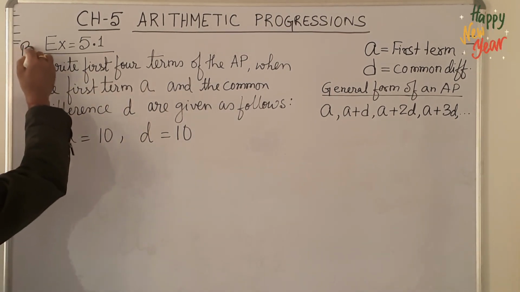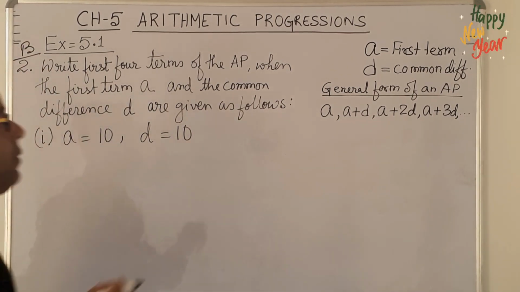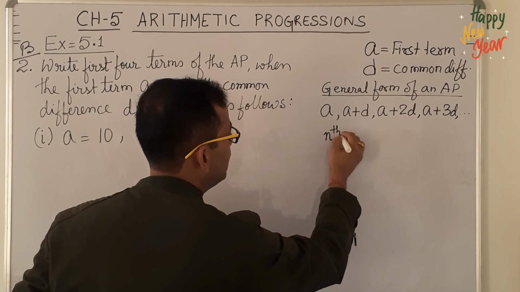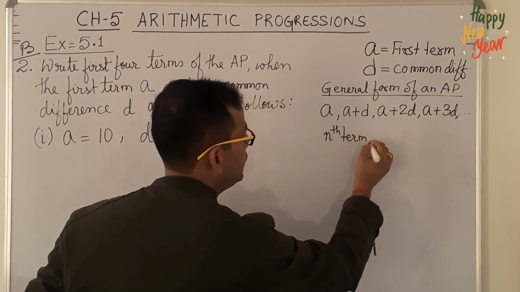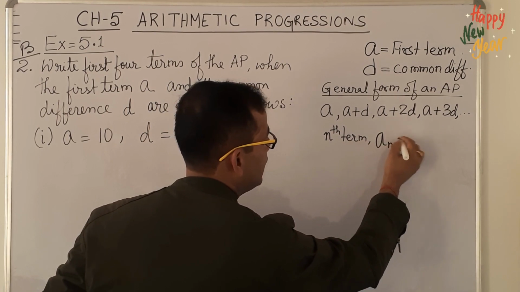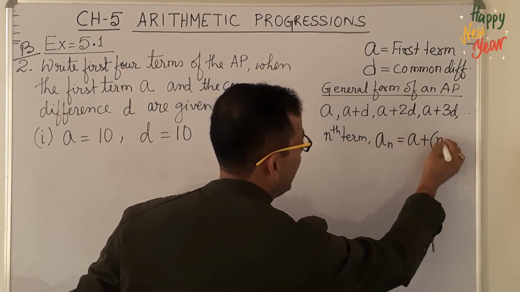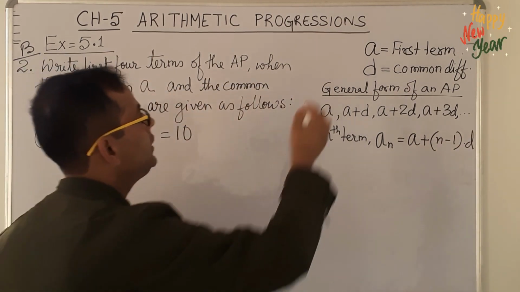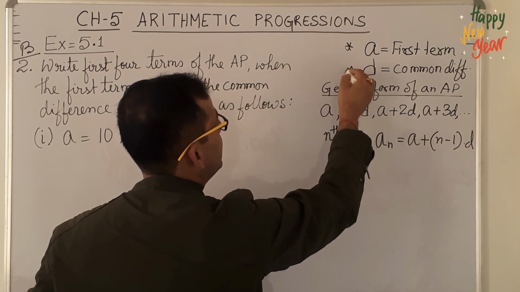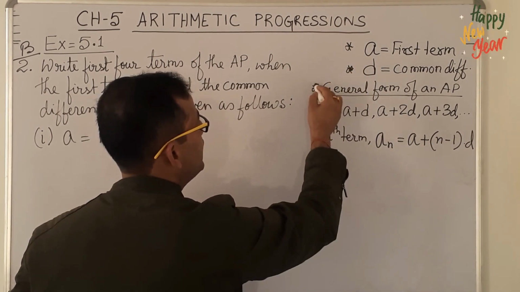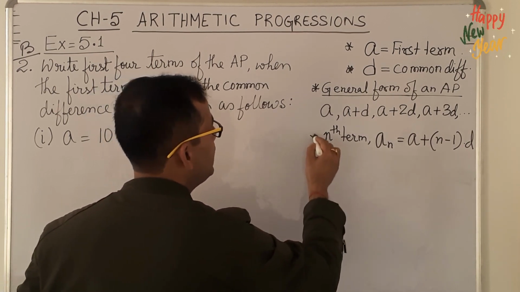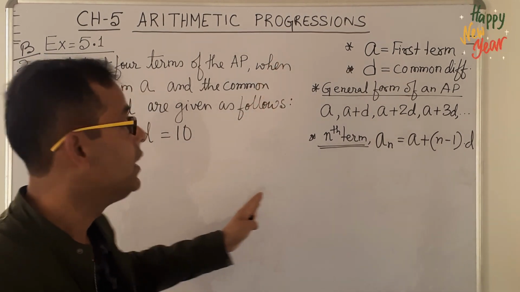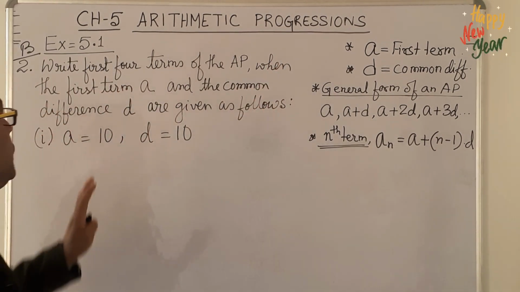So B, question number B2. Before that, let me write here the formula also: the nth term, which we just studied, An is equal to A plus (n minus 1) into D. So what we studied: A, then D, that is the common difference, then the general form of an AP, and then the nth term. So many formulas. Now let us see what they are asking in the question.